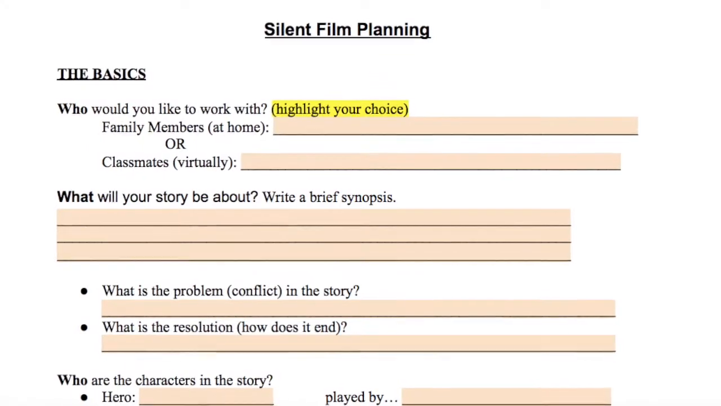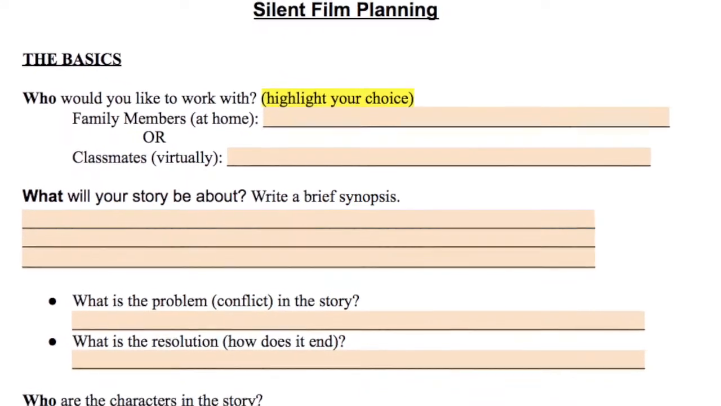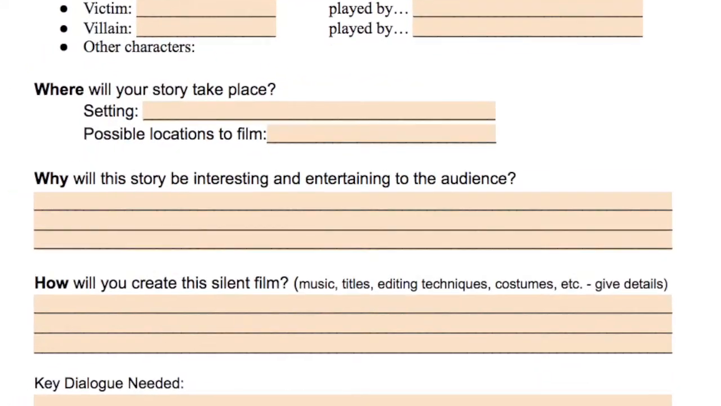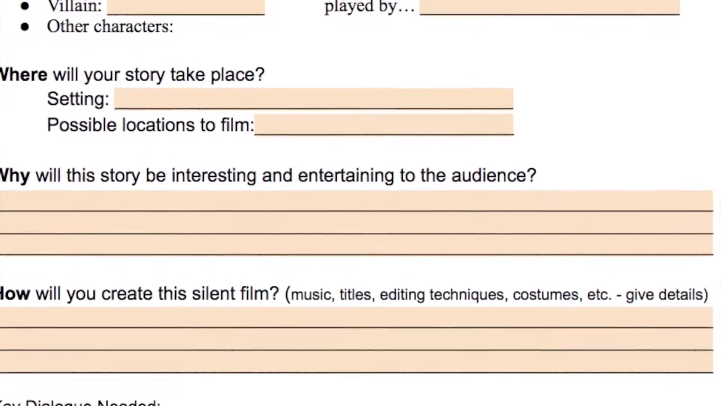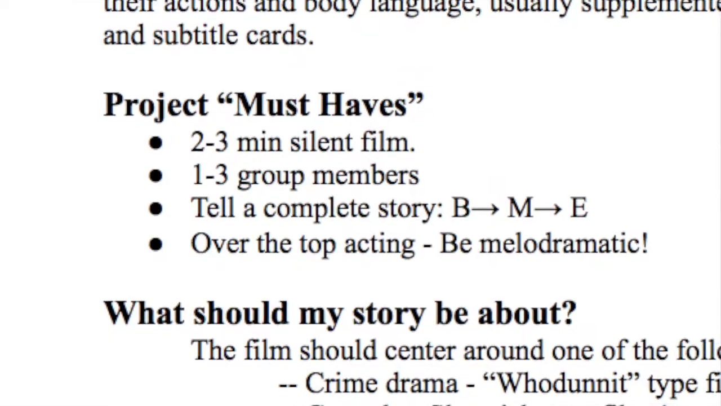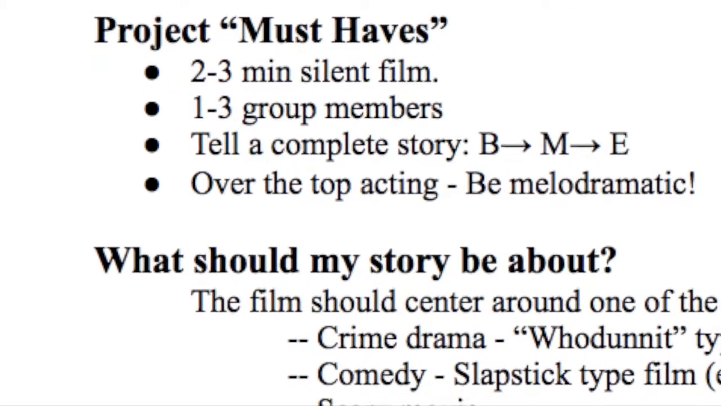You can also work with your classmates, and that's the wonderful thing about breakout rooms in Zoom. So you and your group members can be sent off to a room to work, and then you guys can plan and talk freely without the fear of talking in front of the rest of the class, okay? So your silent films have to tell a complete story, so beginning, middle, end, okay? And your acting should be over dramatic and way overdone, okay?